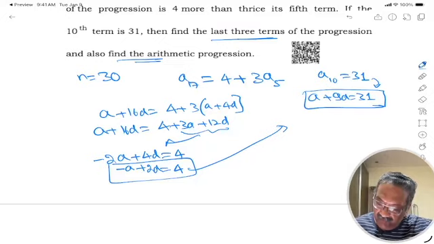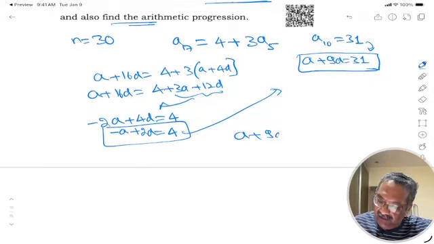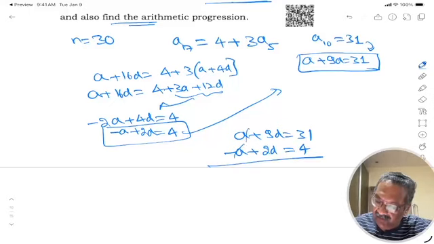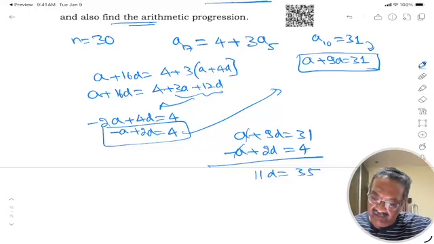We will take this. So we have two equations. A plus 9D is equal to 31 and minus A plus 2D is equal to 4. If we add this, A cancels. 11D is equal to 35. Have we made any mistake?